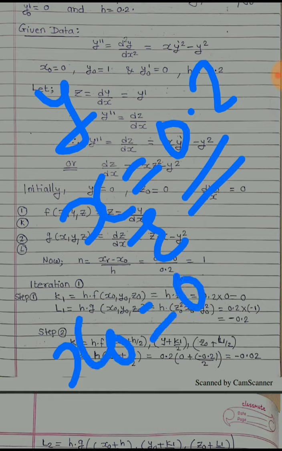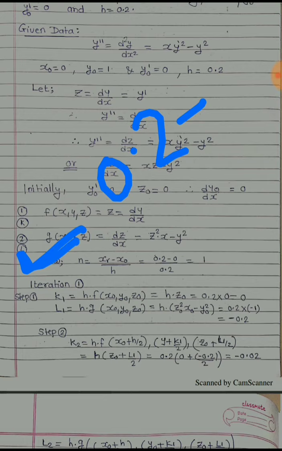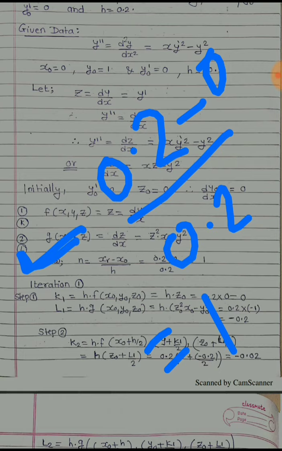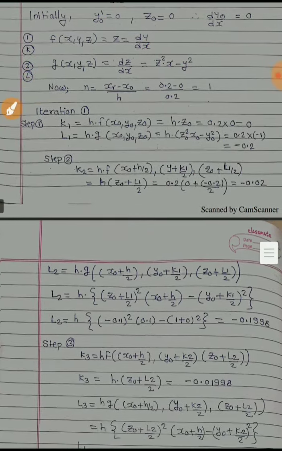x0 is equal to 0 in this problem. The h value is also given. So if I put all those values, I will get n, the number of iterations required. N is equal to xr, that is 0.2, minus x0, that is 0, divided by h, which is 0.2. So that is nothing but 1. So only one iteration is required to solve this problem. So let us perform that iteration.